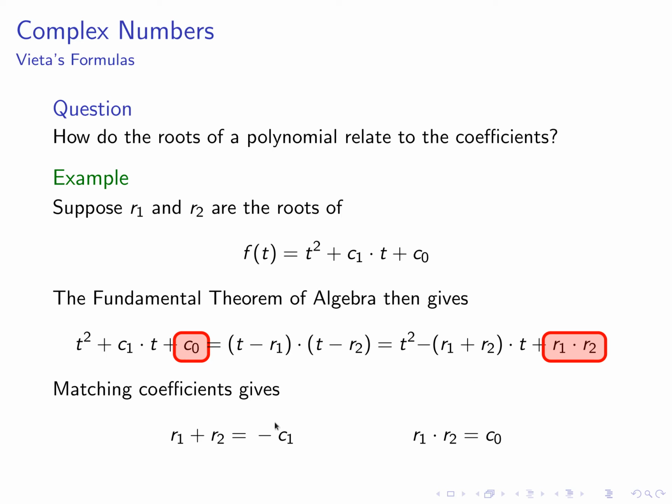So what we have here for this quadratic polynomial is a relationship between certain amalgamations of the two roots with the original coefficients of the polynomial. The sum of the two roots is the negation of the coefficient of t to the 1, and the product of the two roots is equal to the constant coefficient of the polynomial.